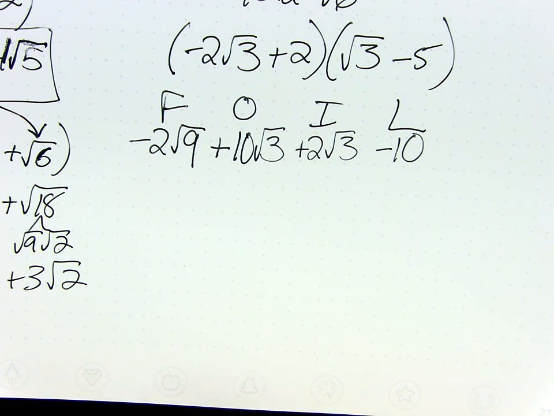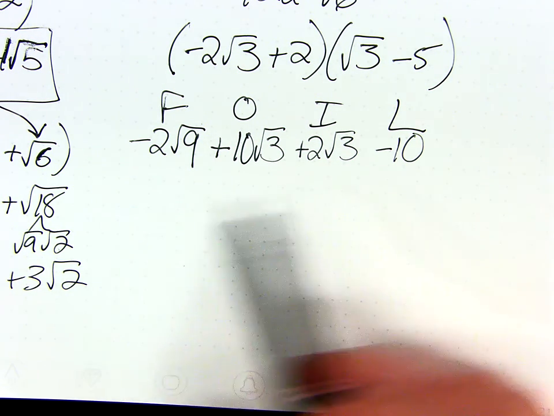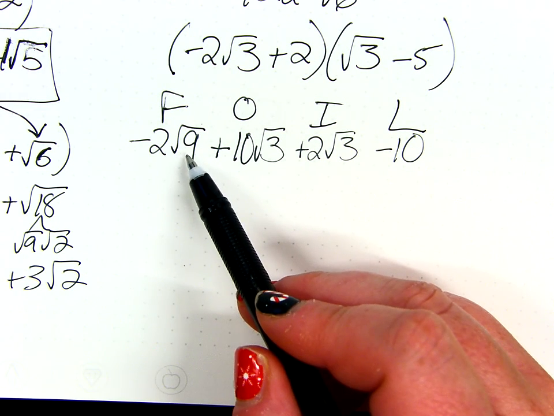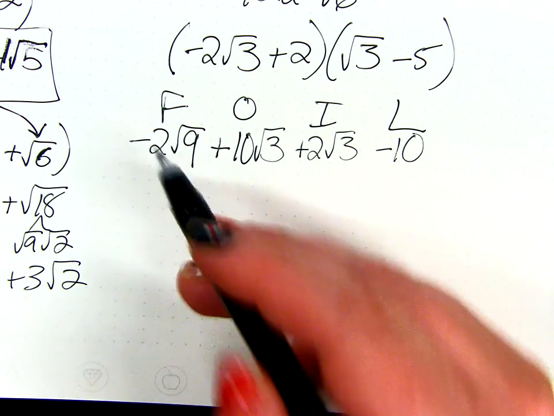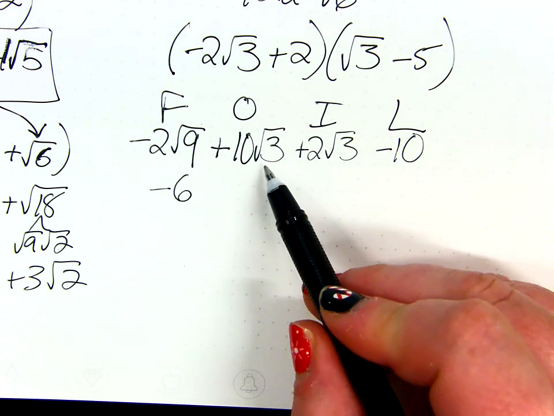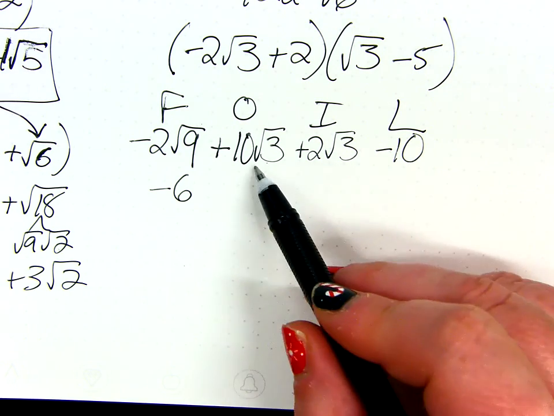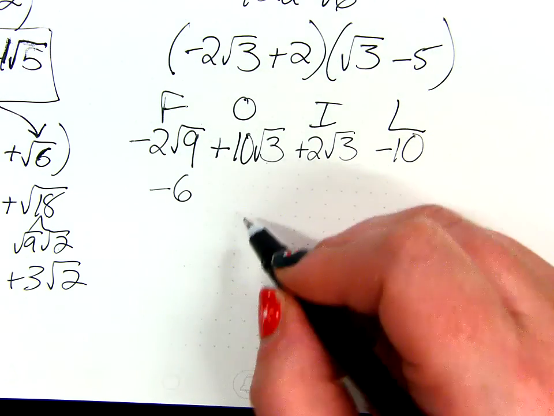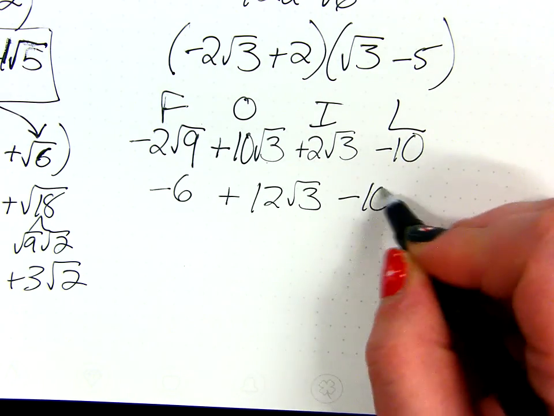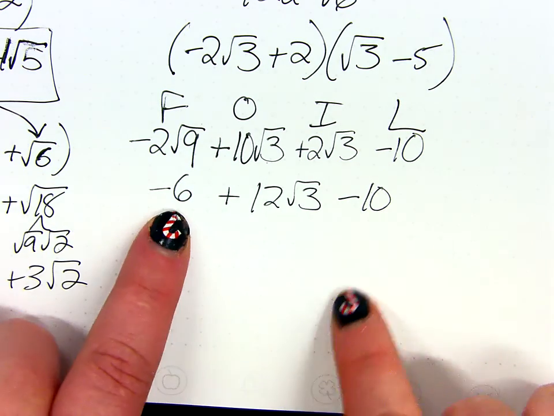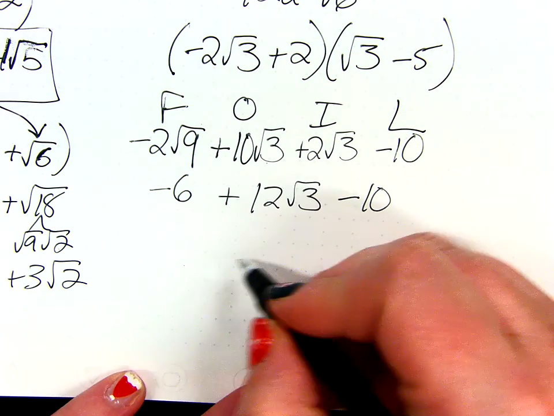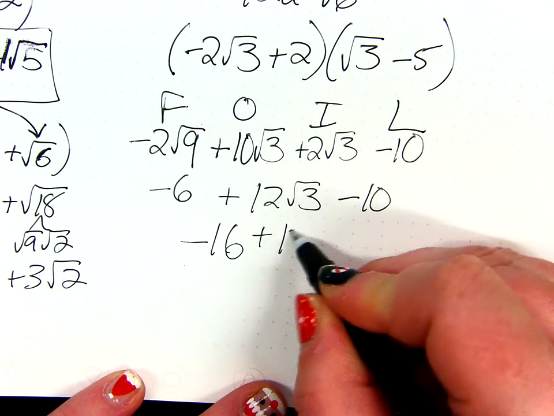Now, I can simplify this further, so I need to. Ryan's right, the square root of 9 is just 3, so negative 2 times 3 just gets me a negative 6 right there. And then, check this out, I have like radicals right here. 10 root 3 plus 2 root 3 would get me 12 root 3, and then I just have this minus 10. So now I can put the negative 6 and the negative 10 together. So, final answer, negative 16 plus 12 root 3.